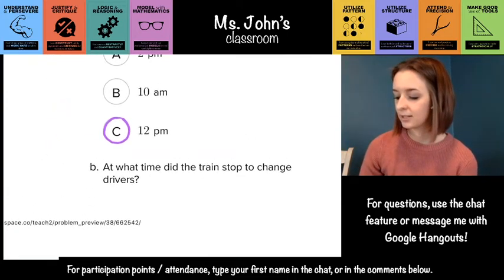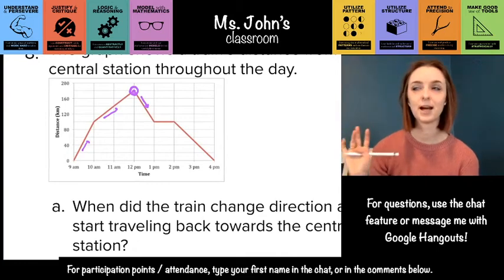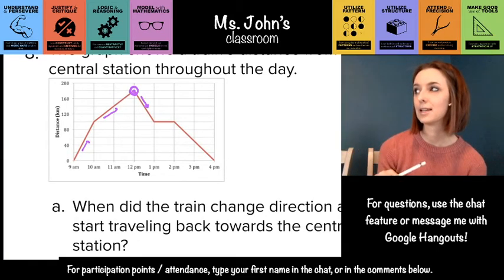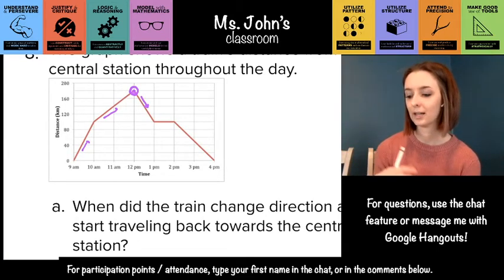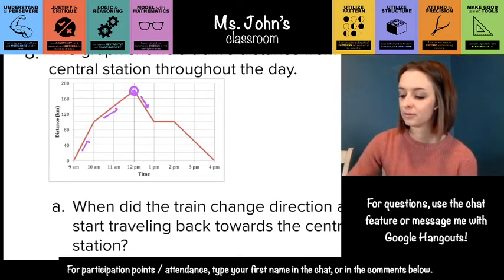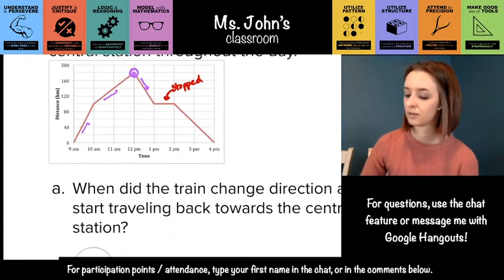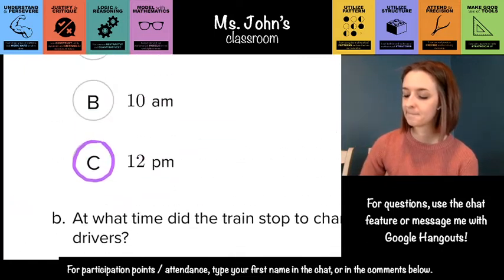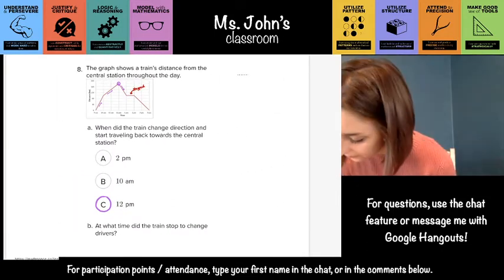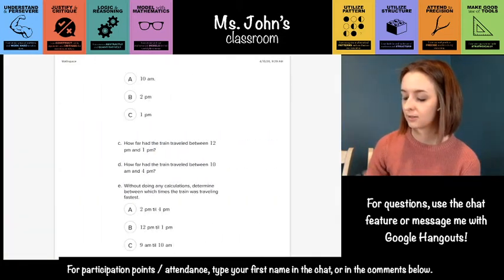At what time did the train stop to change drivers? Remember that we're looking for when it's asking for where it stopped or rested or wasn't going anymore. It's like flat. There's no slope. So right here is where it stopped. Oh, I didn't look. It's at 1 to 2 p.m. I don't know if it's, yeah, it's 1.